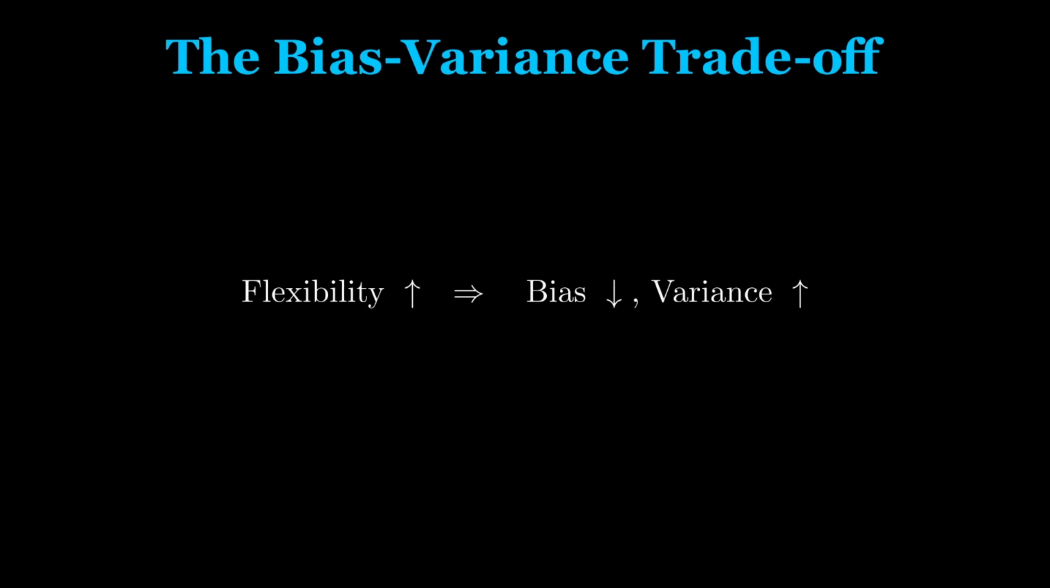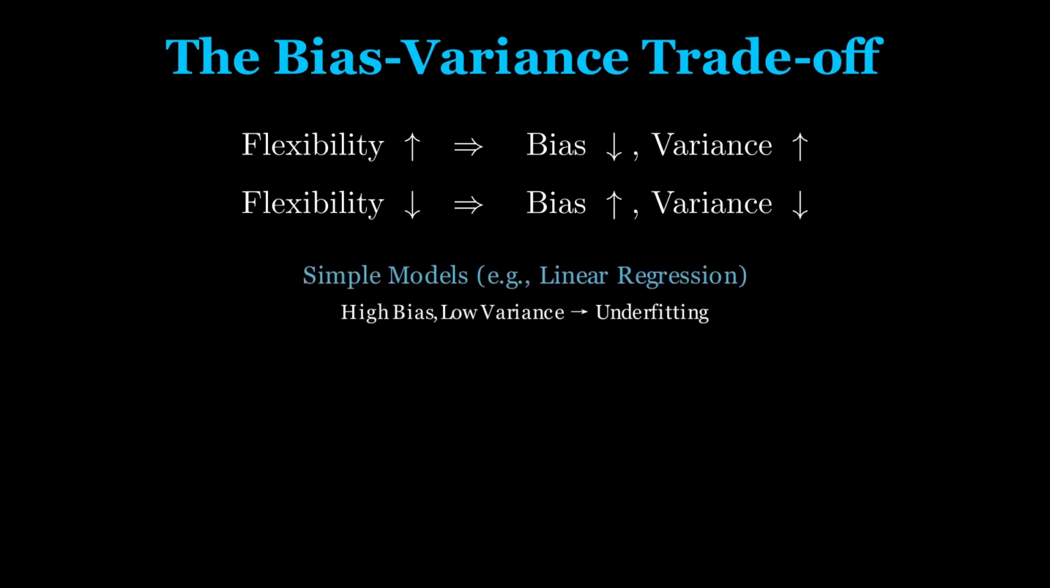Typically, as model flexibility and usually complexity increases, bias goes down, but variance goes up. And if you decrease flexibility, then bias goes up and variance goes down. So, high bias, low variance? Those are usually simple models, like linear regression. They're stable, but they might miss the pattern entirely. That's called underfitting, because it doesn't do a good job of fitting the training data. However, it may generalize well to new data.